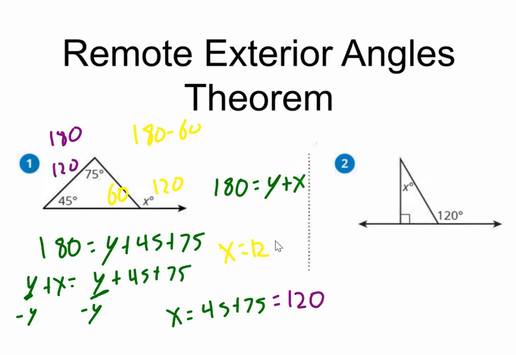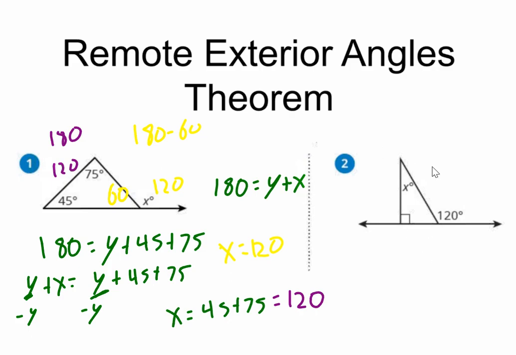because I can use the shortcut of the remote exterior angles theorem. The remote exterior angle is x, and the interior angles would be 75 and 45. This 60 is an interior angle as well, but I'm not going to be using this one in my remote exterior angles theorem.